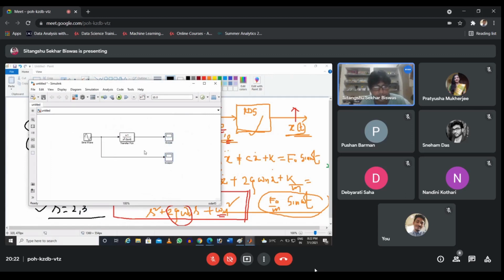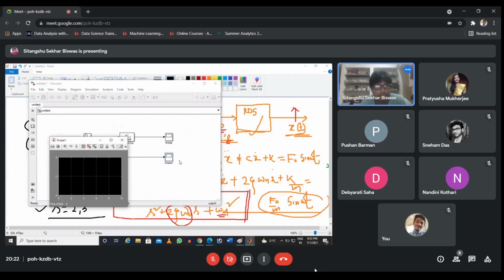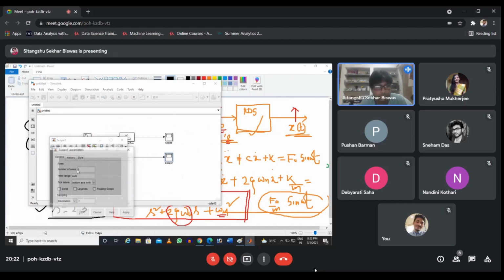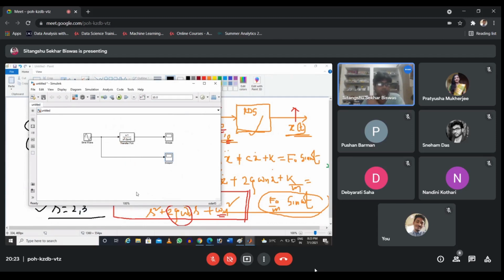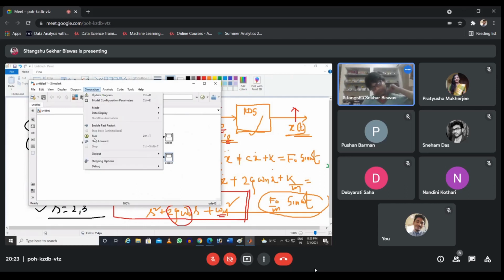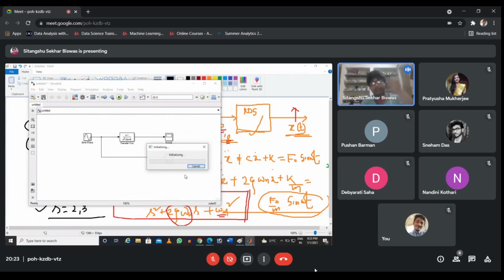And let it be input. So go to settings again. So this is input. Okay. So now we will go to the simulation tab and go to model configuration.